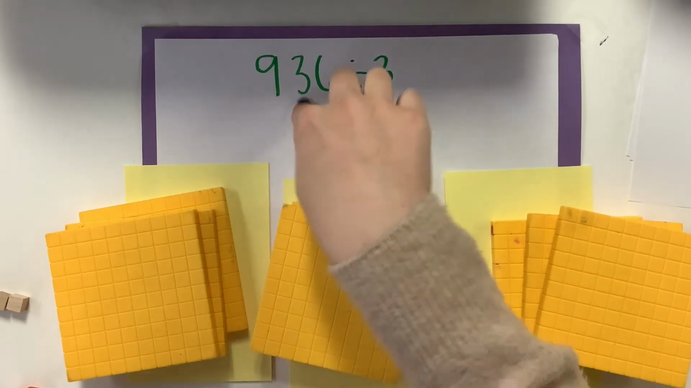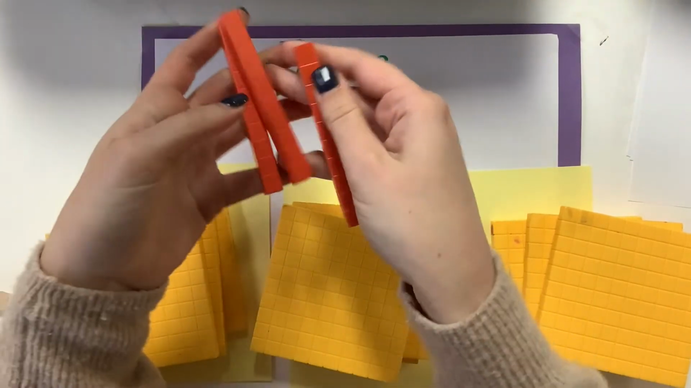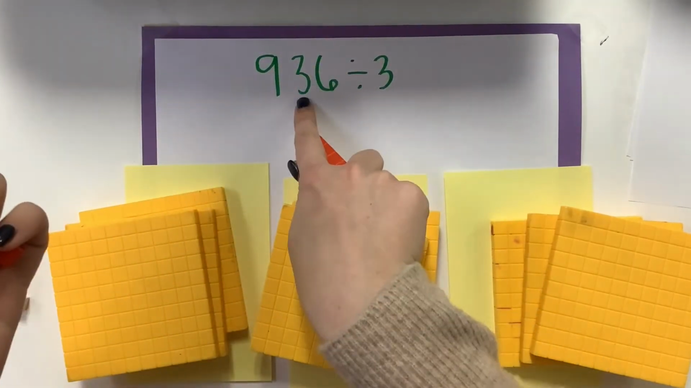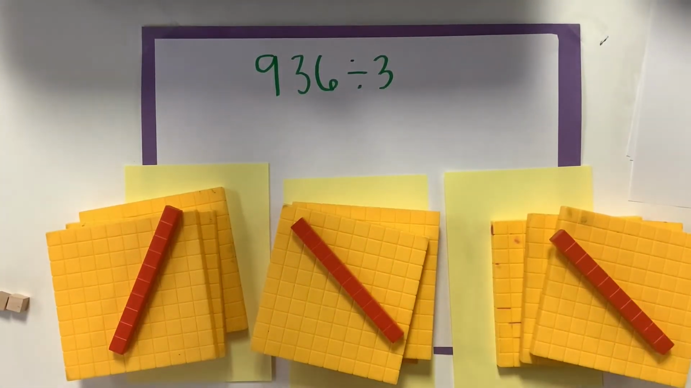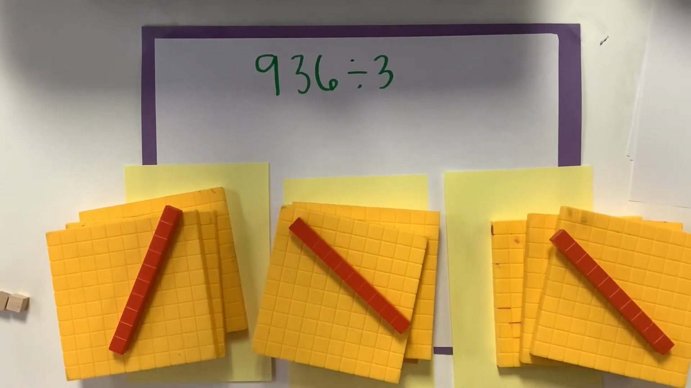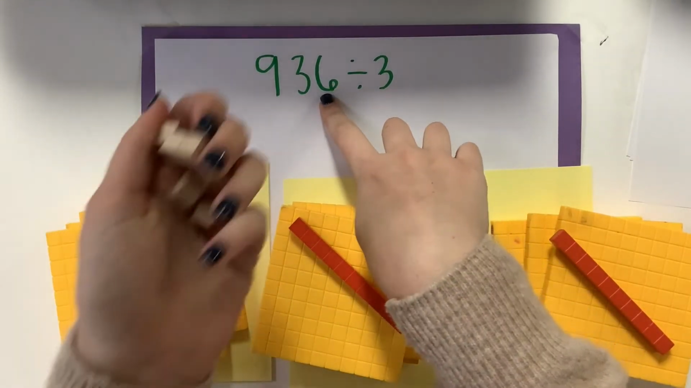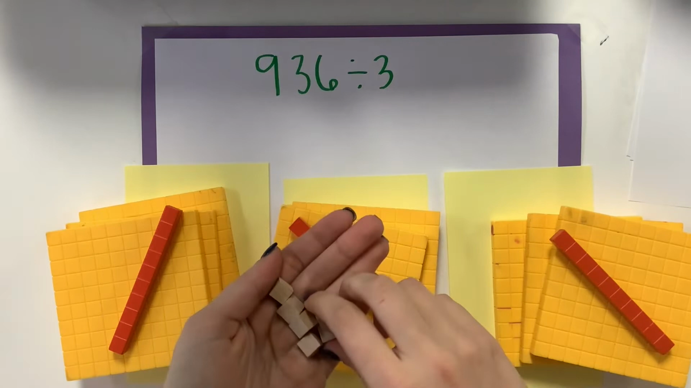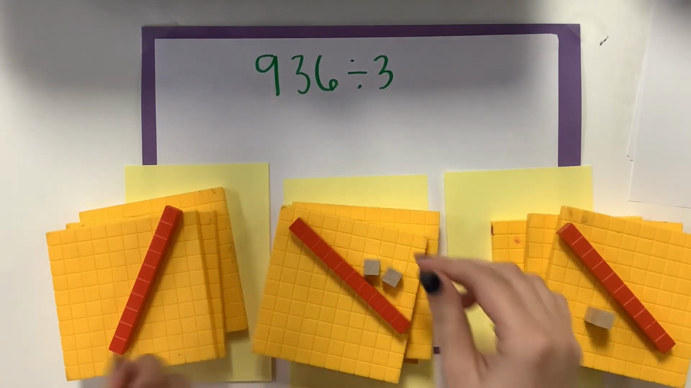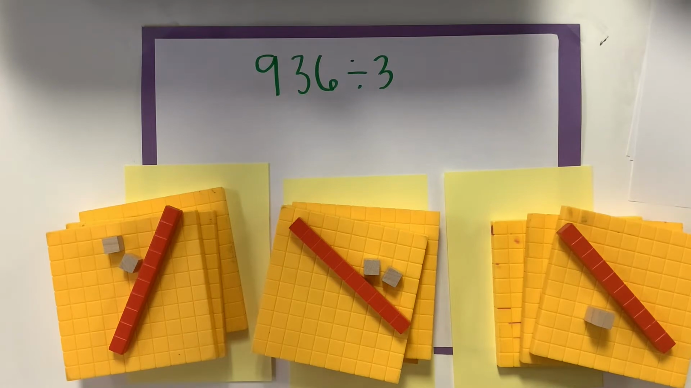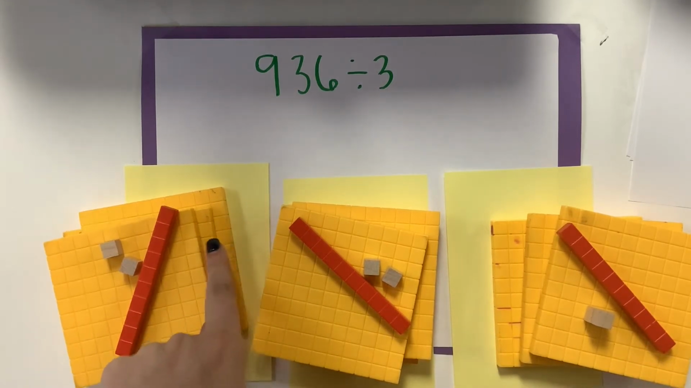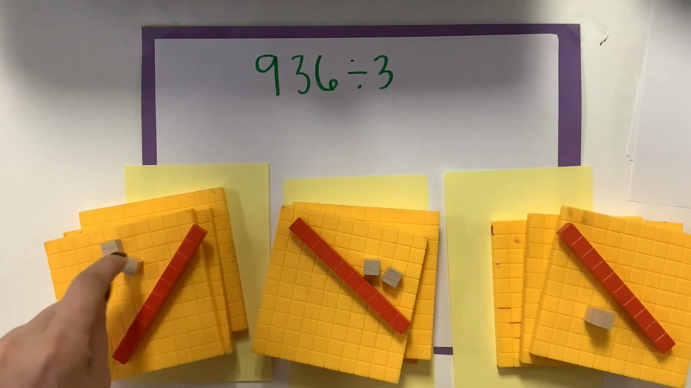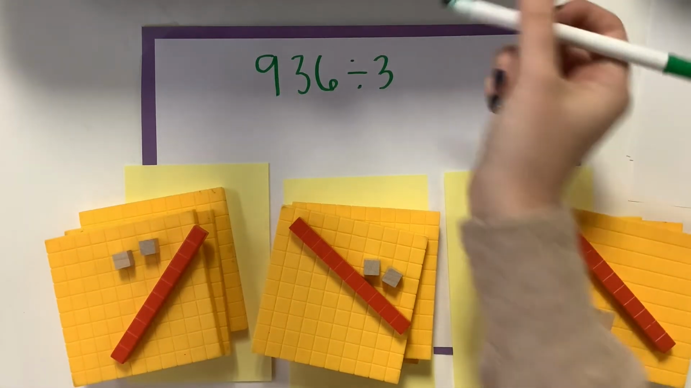So let's divide the 30. I have 3 tens. Well, what is 3 divided by 3? Easy. 1. Each would get 1 10. Now I have 6 cubes left that I have to divide by 3. So what's 6 divided by 3? That would be 2. So what's my answer to this problem? There's a total of 936 divided into 3. So in each one you get 100, 200, 300, 310, 311, 312.